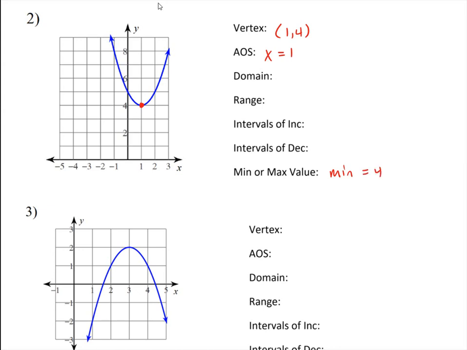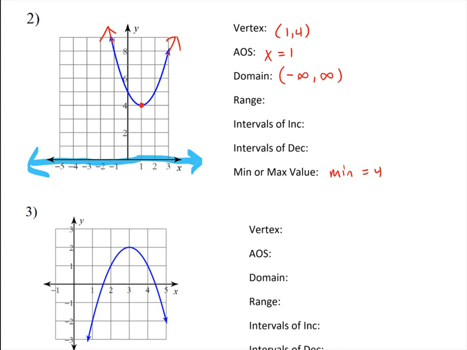Now let's find my domain. What's the farthest to the left and right this graph goes? Remember the parabola gets wider on both sides. If it gets wider on both sides, that means it's going to cover all the x values, left and right. So once again, the domain is going to be negative infinity, because the farthest to the left it goes is negative infinity. The farthest to the right is positive infinity.